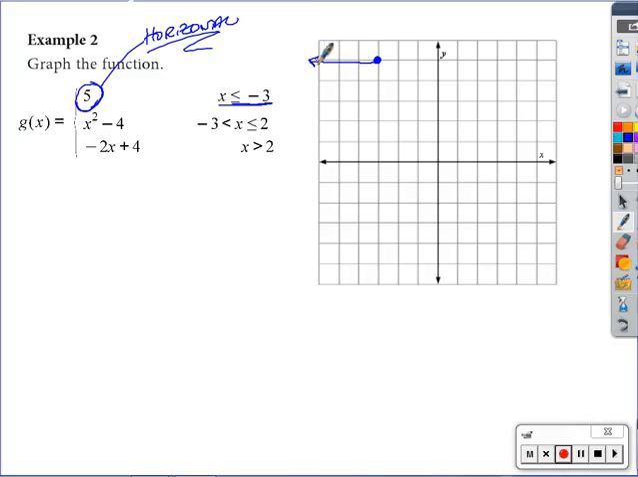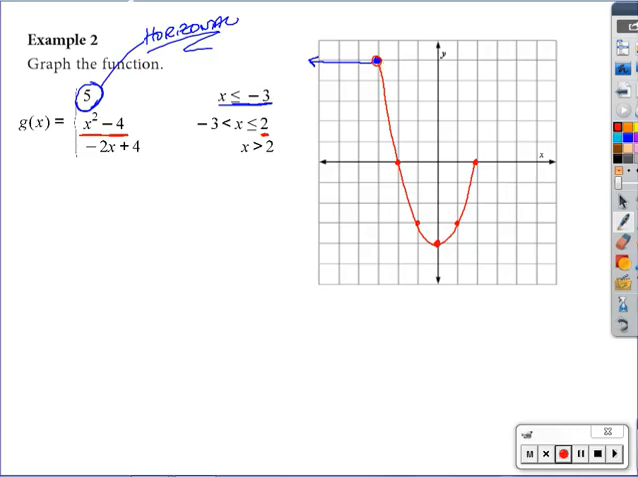Then I have a parabola section here from x squared minus 4. So I'm going to go down 4 and put my vertex. Remember, parabolas go over 1, up 1, over 2, up 4. Now this one goes over 3, up 9, which happens to be right where that one ended. I'm not going to go over 3 over here because 2 is my upper limit there. So I draw the parabola for that section.